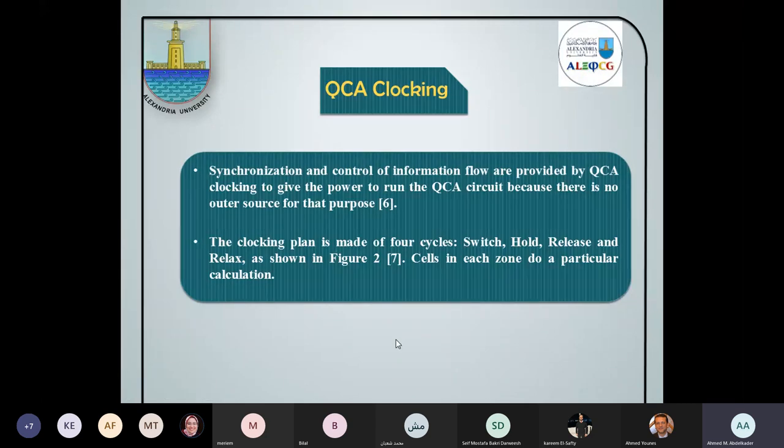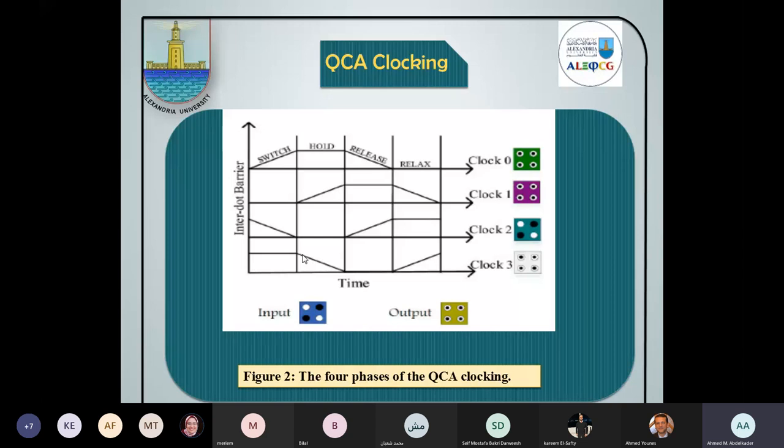QCA clocking is responsible for giving the power to run the QCA circuit and control the data flow between the QCA cells. There are four stages for clocking in QCA: switch, hold, release, and relax. In the switch phase, the cell has a definite polarity, binary logic 1 or binary logic 0, affected by its neighbor.